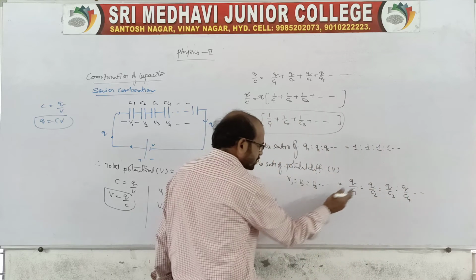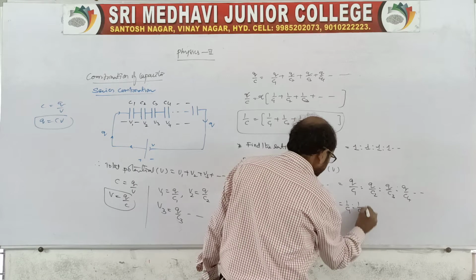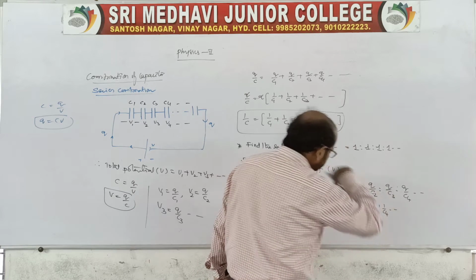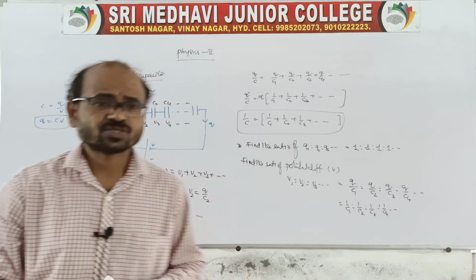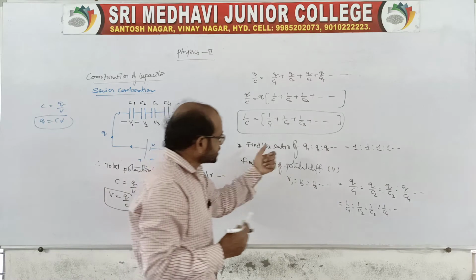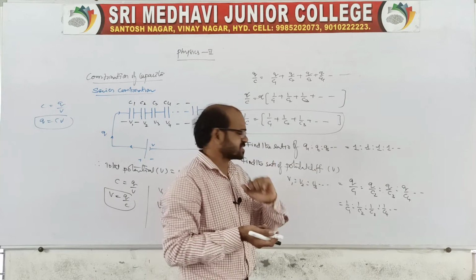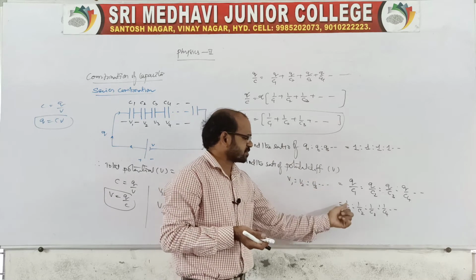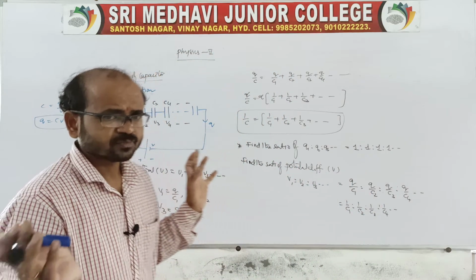So it is a ratio, no? Q is cancelled, therefore 1 by C1 is to 1 by C2 is to 1 by C3 is to 1 by C4 and so on. Like this we get the relation. So if asked to find the ratio of charges in series, it will be the same. If the potential difference ratio is asked, it will be 1 by C1 is to 1 by C2 is to 1 by C3 and so on.